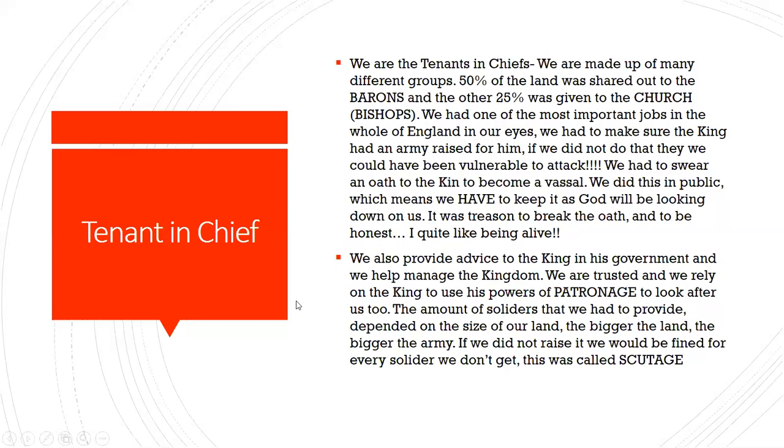Now, the tenants-in-chief relied on the king to use patronage to look after them. That means the king looks out for them because they're trusted. And like I said, the amount of soldiers that they had to have and provide was based on their land. The bigger the land, the bigger the army. And if they didn't raise it, they'd be fined for every soldier they didn't get, which we're going to look at later on in a bit more detail.